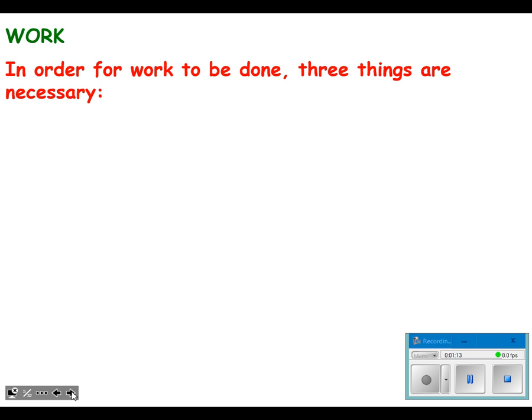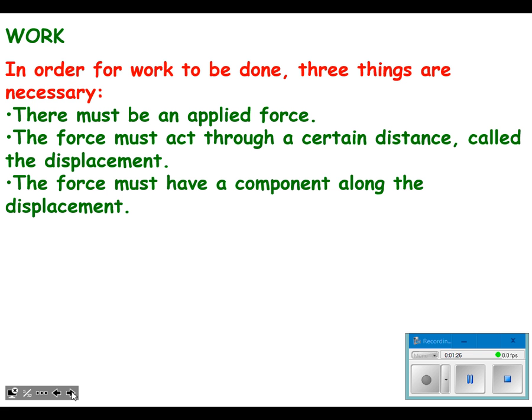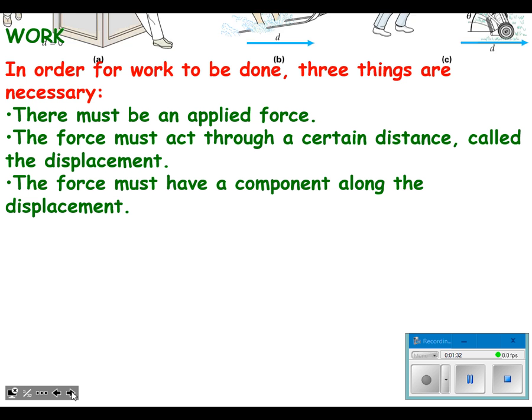Now, for work to occur, there has to be 3 things that happen. 1, there has to be an applied force. 2, the force has to act through a certain displacement or distance, meaning it has to move. And then 3, the force has to have a component that's on the same plane as the displacement. All right.